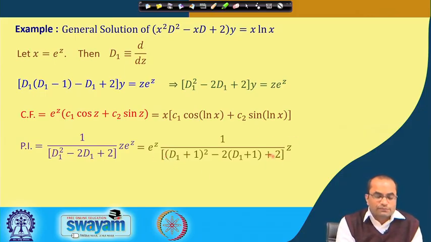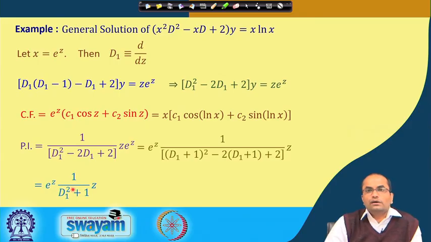So, let us simplify this one first. D1 squared, and then we will get here 2D1, and here also we have minus 2D1, that will be cancelled out. Here we have 1 and 2 here. So, 3 and minus 2, so there will be plus 1 there. So, D1 squared plus 1 operated on this z there.